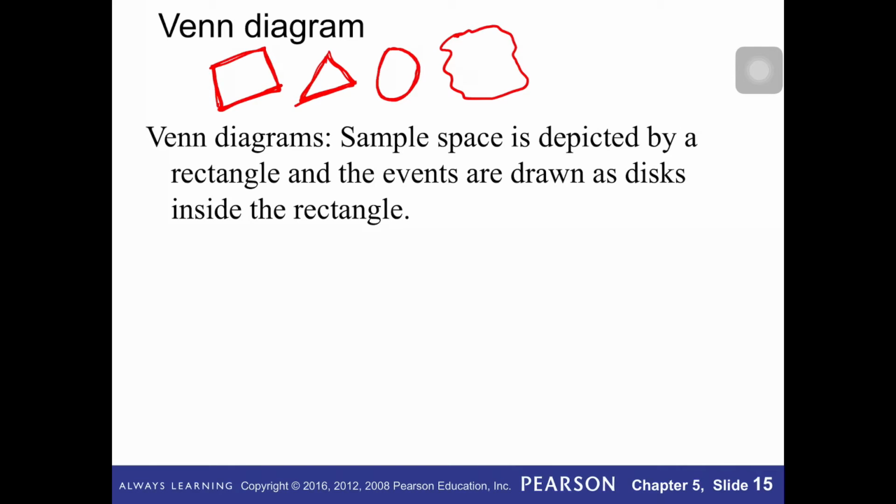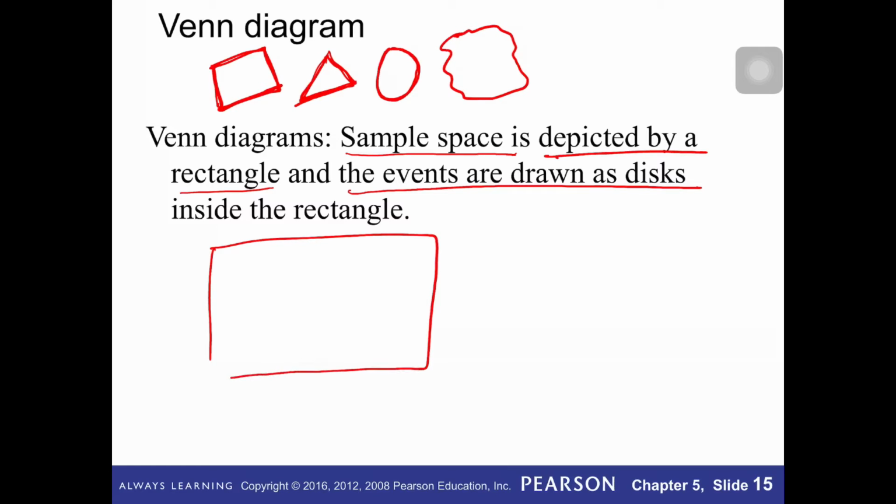Okay, Venn diagram, this is the definition. Sample space is depicted by a rectangle, and the events are drawn as a disk inside the rectangle. That's the formal procedure, but if you want you can change that. There is no restriction for that. It's just a simple definition. So this is my sample space. Sorry, it should be a closed one.